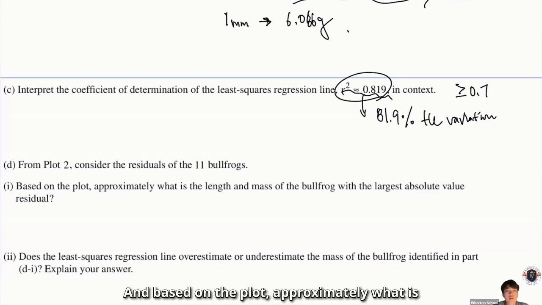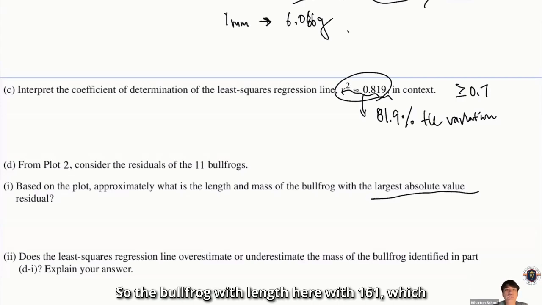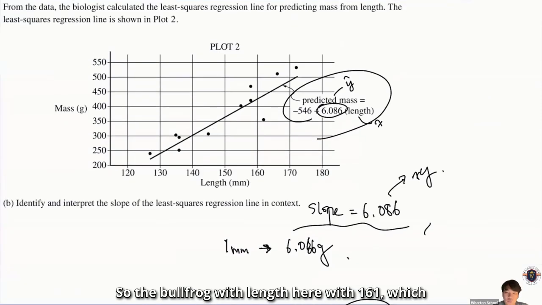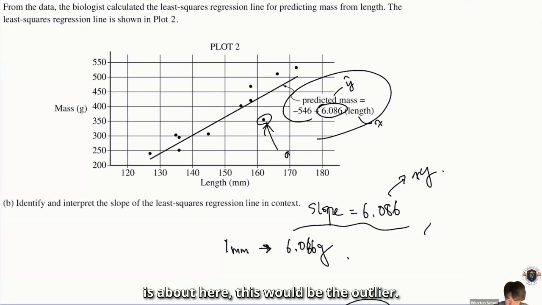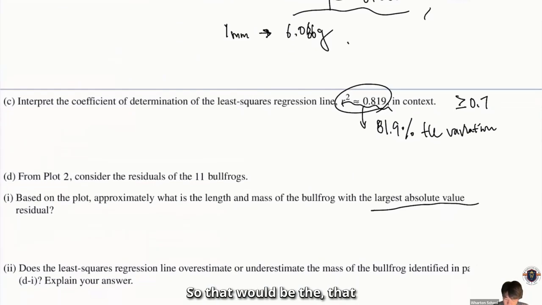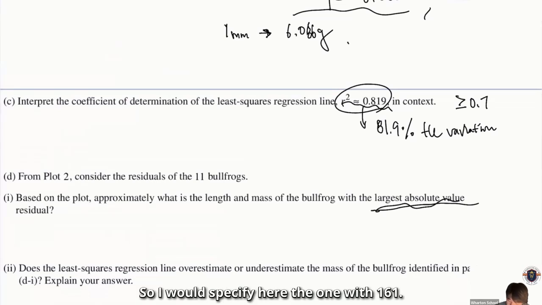Based on the plot, approximately what is the length and the mass of the bullfrog with the largest absolute value of residual? The bullfrog with length here of 161 millimeters and a mass of 355 grams, which is about here, would be the outlier. It's farthest away from the best fit line, so that would have the largest absolute value residual. So I would specify the one with 161 millimeters and 355 grams.